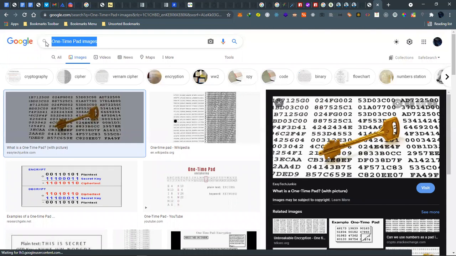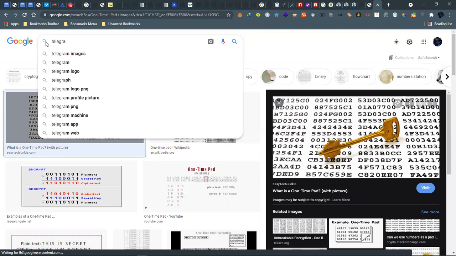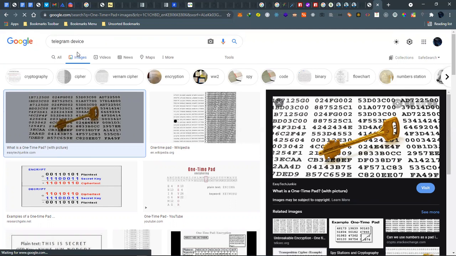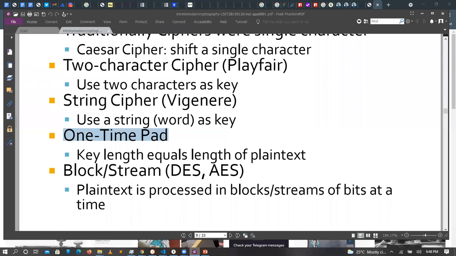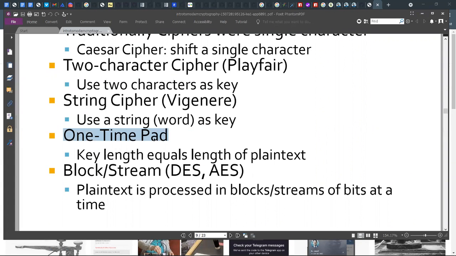Then we have this one, the Telegram device. This one was also used as an encryption method for sending information in the military. They would use sounds, Morse code, maybe 2 sounds to mean a B, 3 sounds to mean a C. So when you hear those sounds, you wouldn't be able to know what message they are communicating. So that is the OTP, or one-time password. These days it's called one-time password.